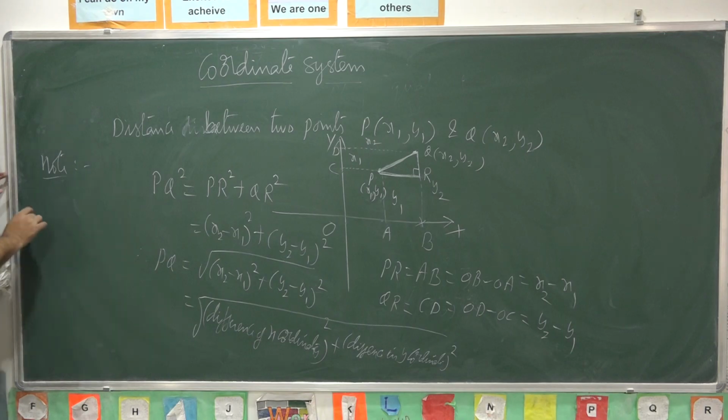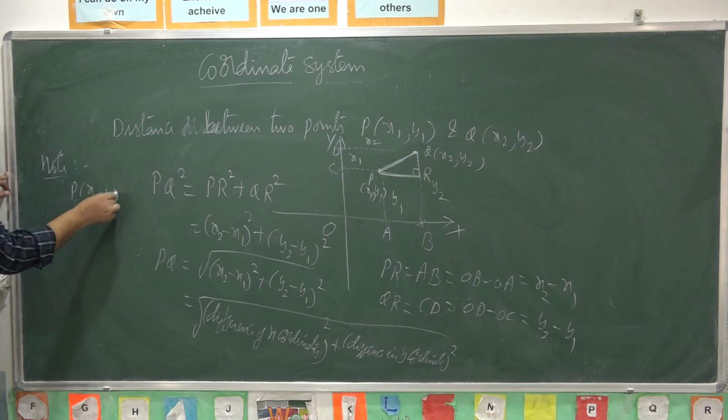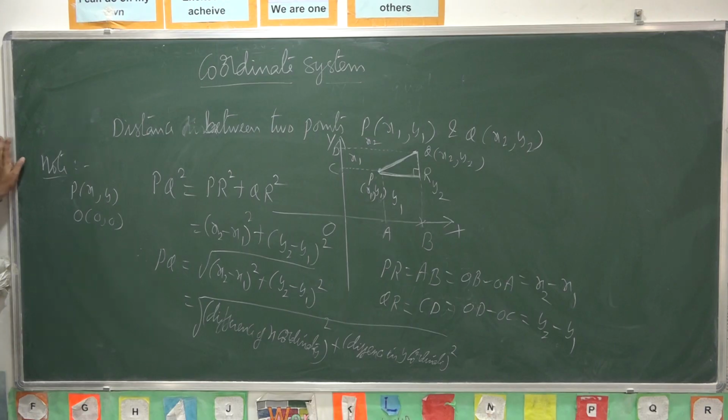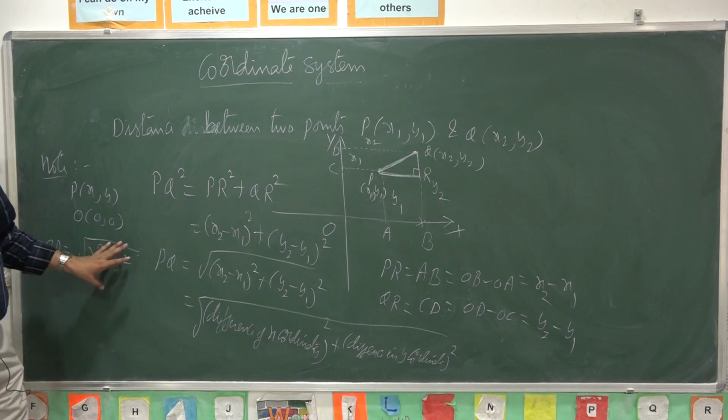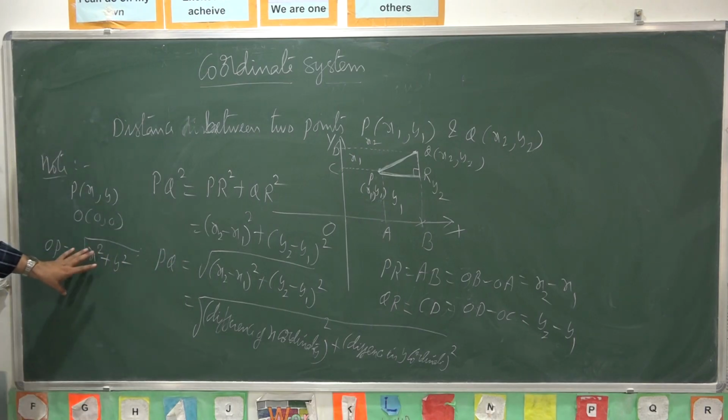What is the distance of the point P x comma y from origin? Origin is, you know, the coordinates of origin are 0 comma 0. What is the distance OP? By using that formula, the root of x minus 0 whole square, that is x square, plus y minus 0 whole square, that is y square. So square root of x square plus y square. This is the formula to find a distance of the point P from the origin.